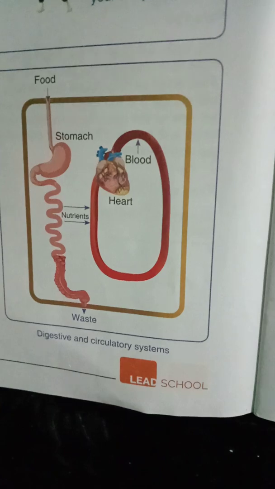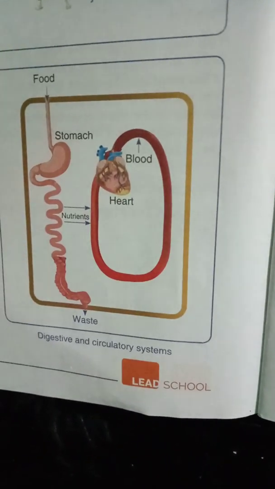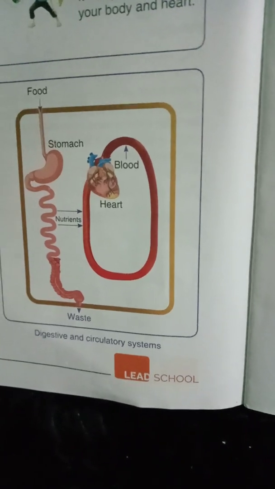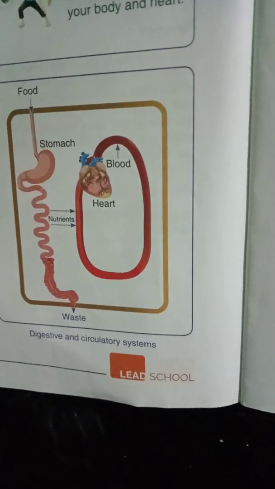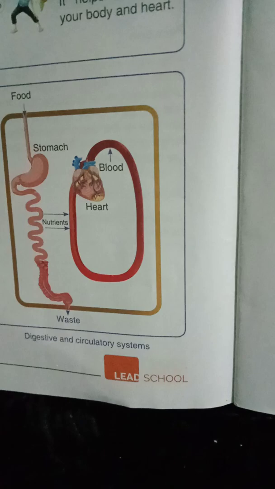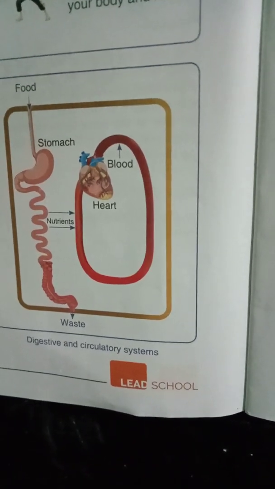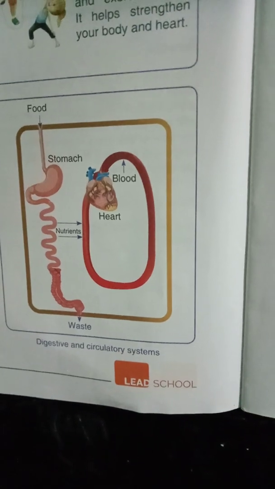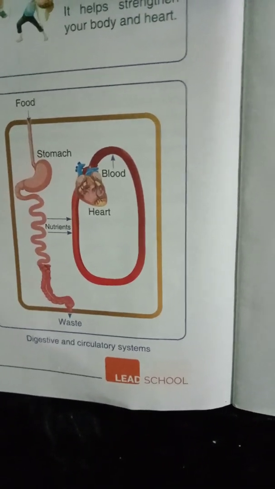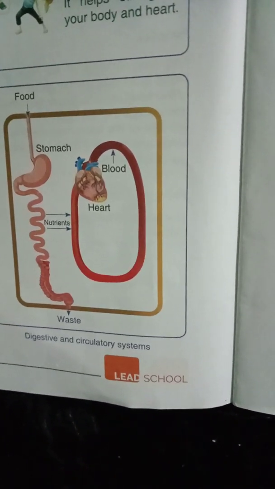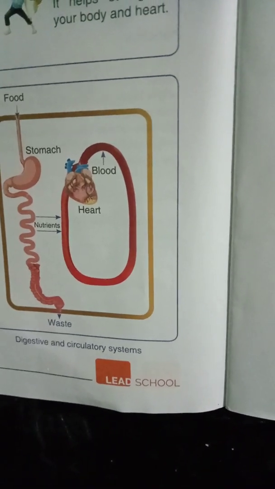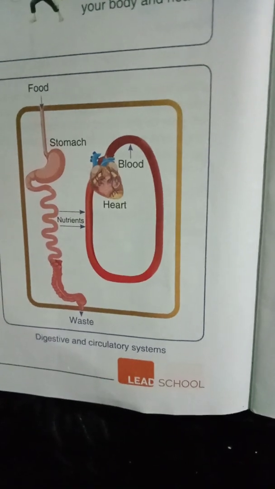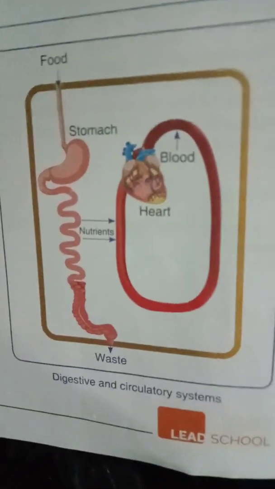So these two systems, the digestive system and the circulatory system, have to work together to bring this nutrition all over the body. Children, our body needs oxygen for the process of converting nutrients into energy. So these two systems have to work together to bring this nutrition to all the body parts. Okay.